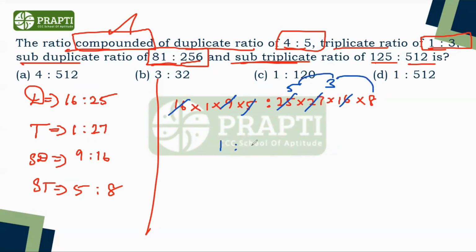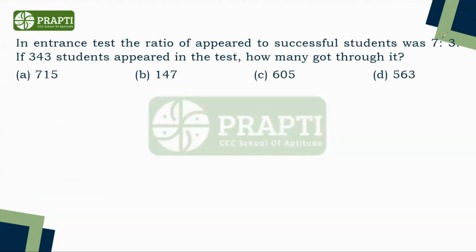15 into 8 is 120. So what's the answer? Option C is my answer. So now we are going to learn how to compare these ratios.